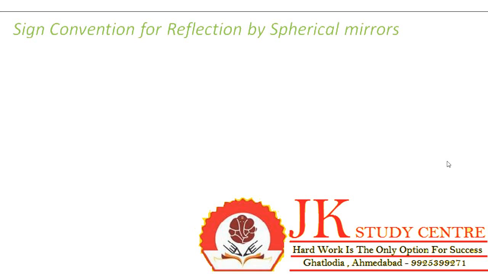Now that we have understood the image formation by concave mirror and convex mirror, it is time to talk about the sign convention which we follow for reflection by spherical mirrors, because there is a specific convention which has to be followed. That is how it is since years, right? So what is that convention which we follow when we deal with ray diagrams depicting the image formation?